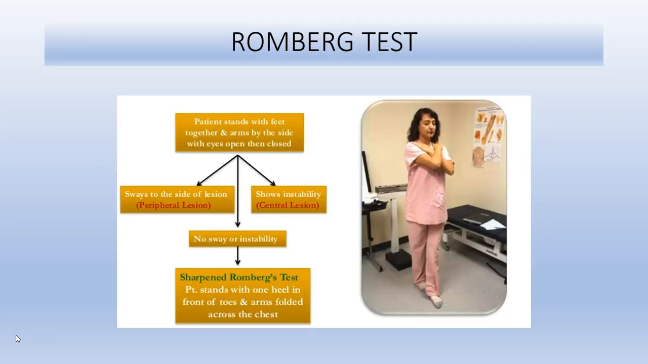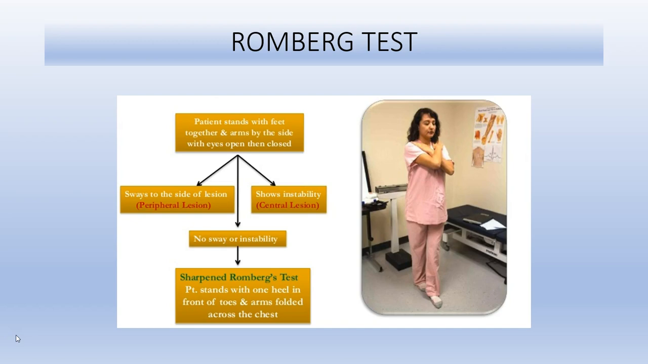Now, in testing for ataxia, the classic test is the Romberg test. And what we do is we have the patient stand with their feet together and their arms at their side with the eyes open and then the eyes closed. And you look and see if the patient maintains their balance or develops a sway. If they have a peripheral lesion, they will tend to sway to the side of the lesion. They will show general instability.